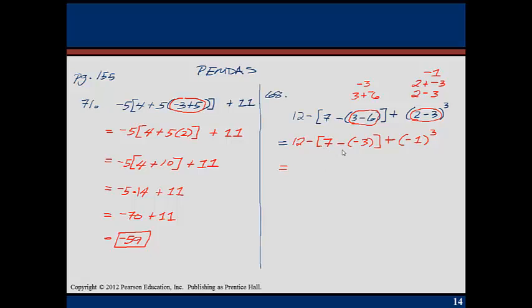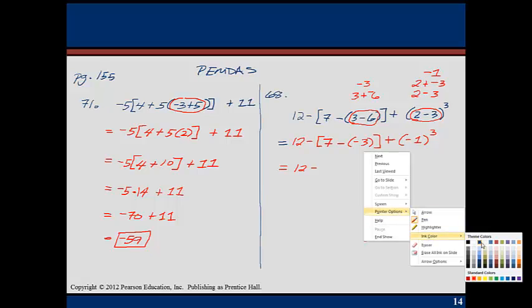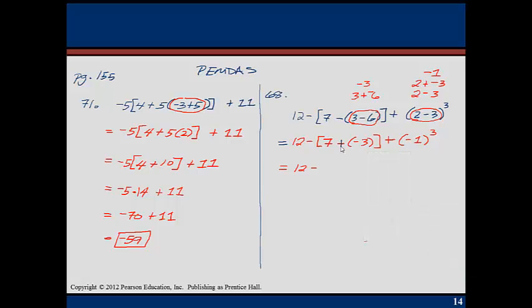Now it's a 7 minus negative 3. Remember, we change our minus sign to a plus sign, because we're going to add, and do the opposite of the second number. So really it's 7 plus 3, which is 10. Brackets now go away, so we have 12 minus 10, plus negative 1 to the third power.